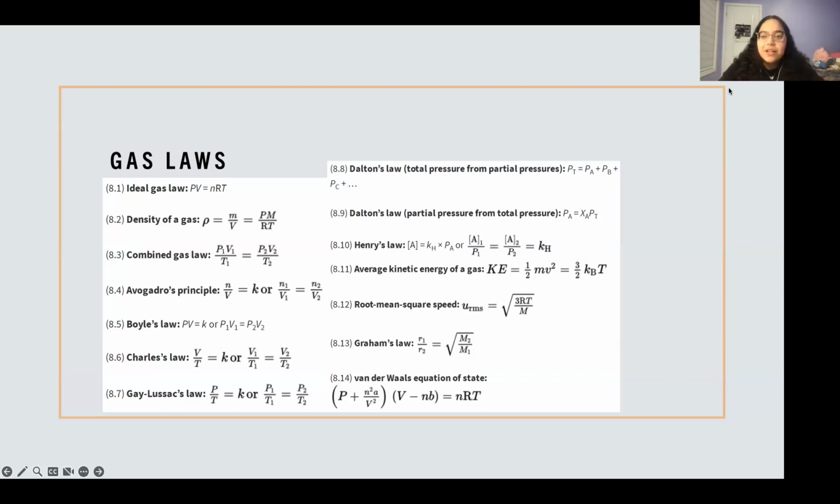Kinetic energy of a gas, similar to the physics formula, is half mv squared. You can also put that as 3/2 k_B T, so the Boltzmann constant times temperature. The root mean square speed is the square root of 3 times the gas constant times temperature divided by molar mass. And then Graham's law, also kind of related. For the ratio of rates, you'd take the square root of the ratio of molar masses, but inverse. So it's 1/2 on the left, 2/1 on the right. So those are for effusion.